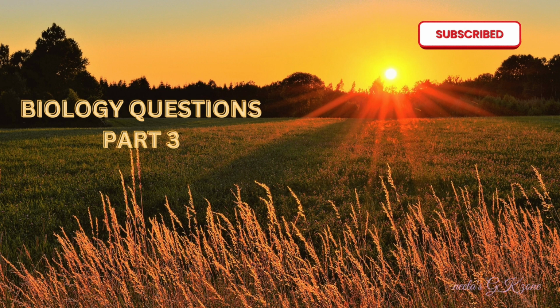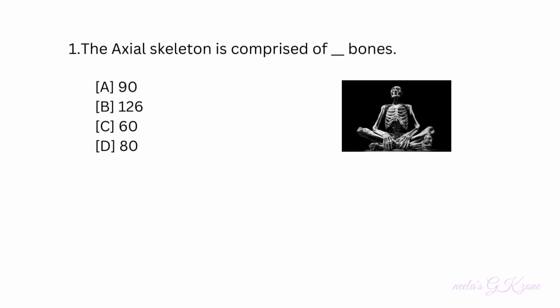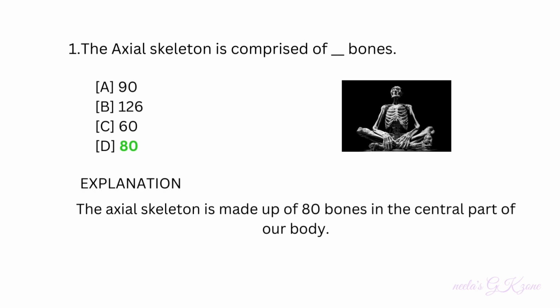Biological questions from General Science Part 3. The first question is: the axial skeleton is composed of dash bones. Options are 90, 126, 60 and 80. Answer is 80. The axial skeleton is made up of 80 bones in the central part of our body.